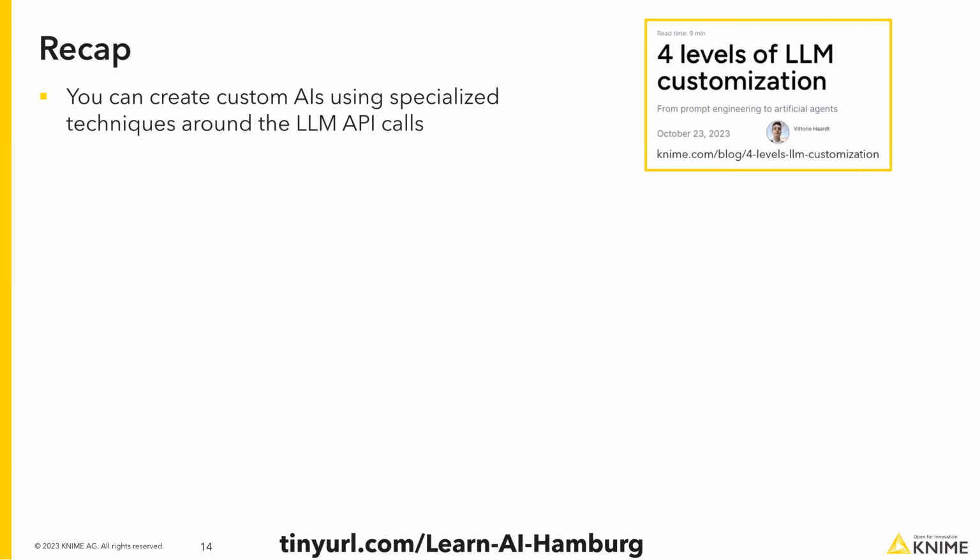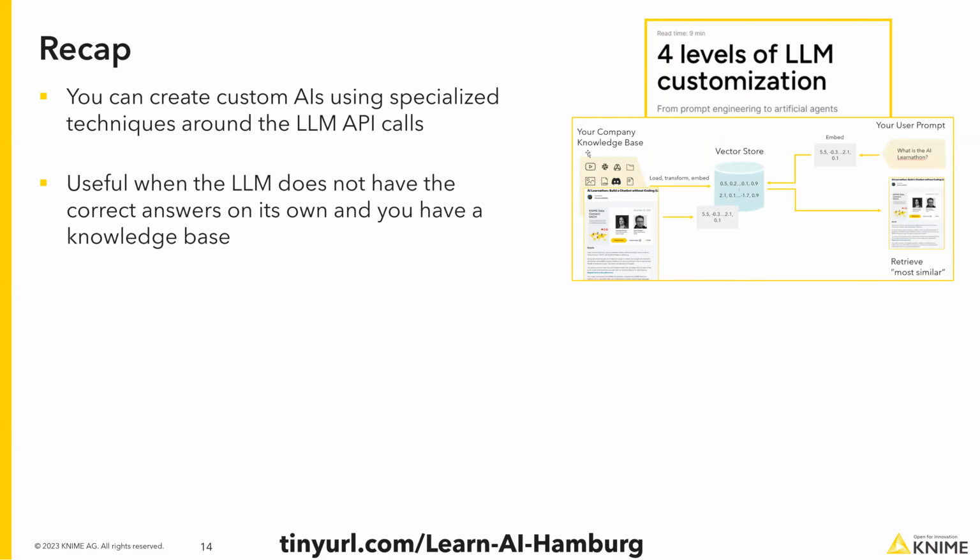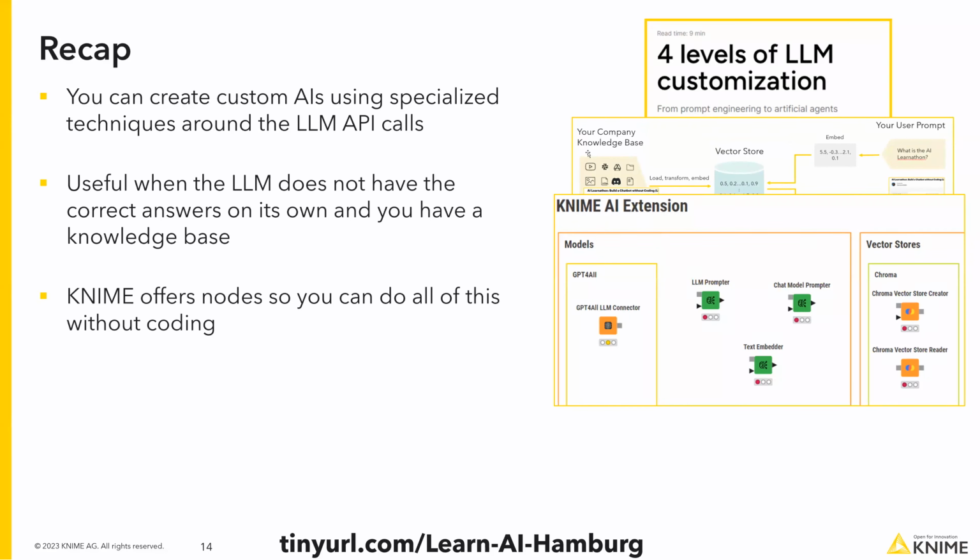All right, so a recap of what we have seen today. First, you can create custom AIs, right, that are using specialized techniques to use these big models. There isn't just one model, GPT, that is the biggest one, but there are also others. And we can use these techniques to customize the behavior of this model. Two, we can use a vector store to use a knowledge base, right? So you have all this text data and you can expose it to the AI. Then KNIME offers a way to do all of this without coding, which I think is great, right? You don't need to code and you can also expose this to more people in your company who are not super code friendly, and you can go all the way to deployment without coding, which is also exciting.